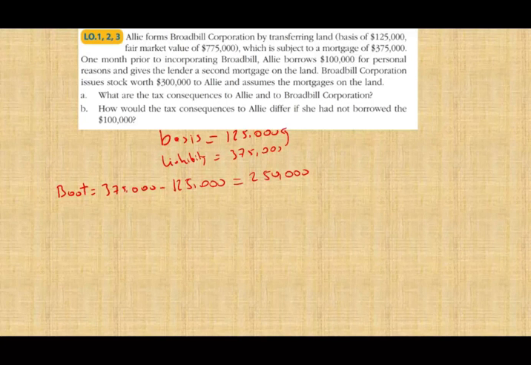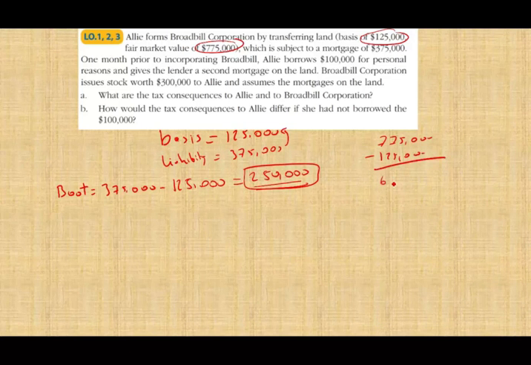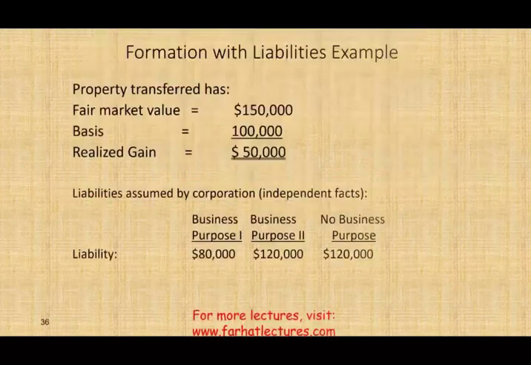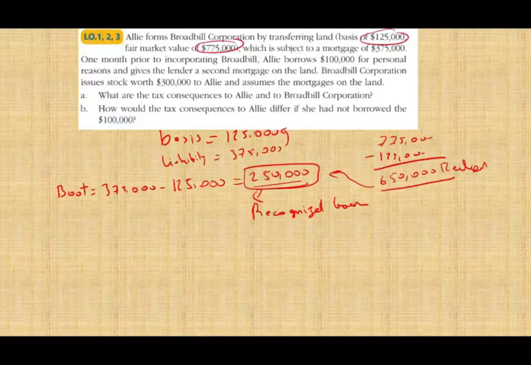Now we have to compute the realized gain to figure out the recognized gain. The realized gain is 775 minus 125, which is going to be 650, more than the boot of 250. Therefore, the recognized gain is the boot, because we have to choose between those two. This is the recognized gain.